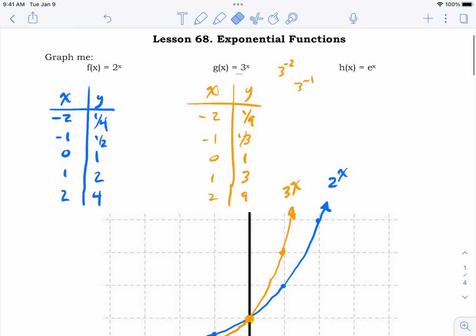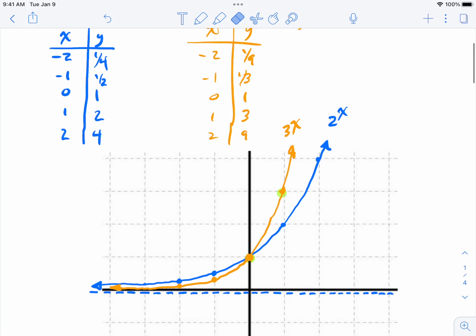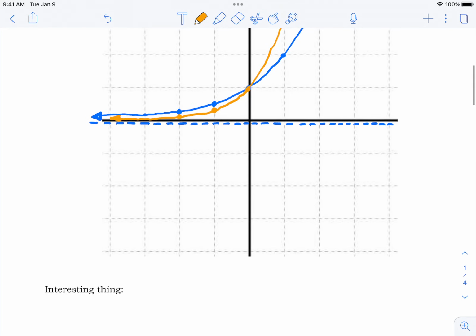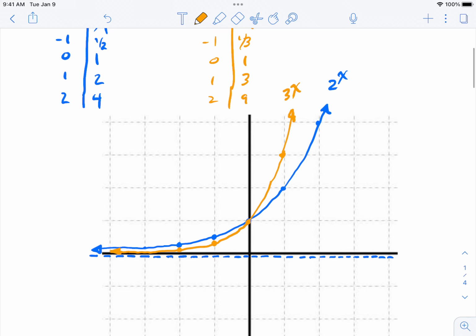Now, before I do this other one, we've got this new number to look at, e. But before I do that one, what's happening here? Get the green out of there. Okay, before I look at that one, I want to come down to the bottom where it says interesting thing. You see that 2 to the x and that 3 to the x? Don't they look like they're almost the same thing, just a little stretched or something? Like one is just a stretched version of the other?